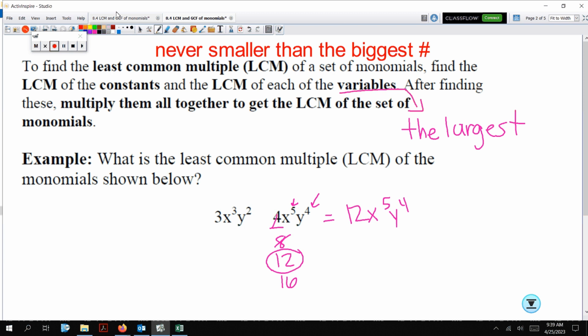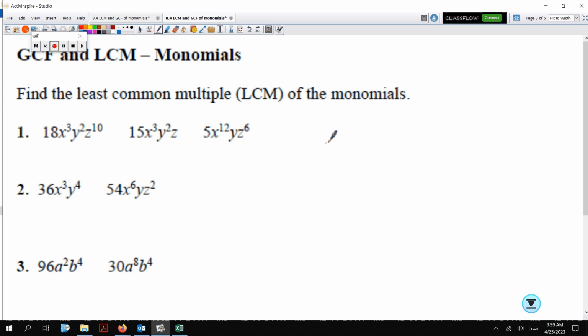All right, now let's look at our practice problems. We have 10 practice problems. So now we're finding the LCM. It's never going to be smaller than the largest number, so I look at the largest number. My largest number is 18. And I ask myself, does 5 or 15 go into 18? It doesn't. So now I'm going to take a second and write the multiples of 18.